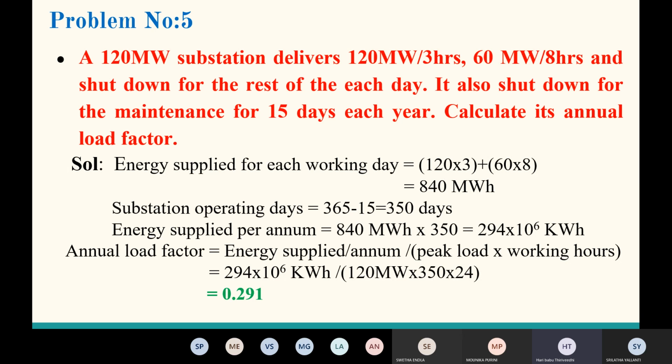Generally, if they don't give maintenance for 15 days, we can utilize that 840 directly, 840 by maximum demand 120 into 8760. But they have given that the substation is shut down for 15 days every year. That's why you have to reduce those 15 days. So, the right number of days the substation works each year.